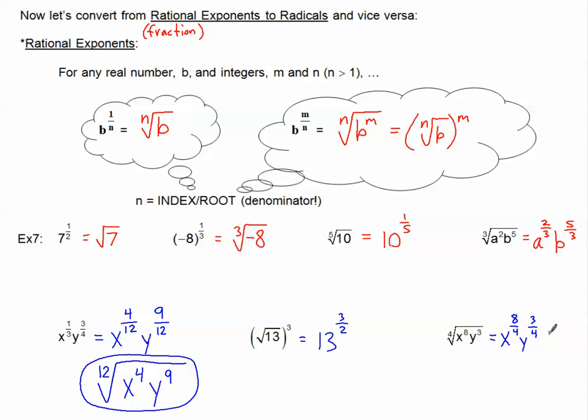Great. Except we're not finished. We always want to reduce. We're not going to leave 8/4 by itself. 8 divided by 4, of course, is 2. So this is really x squared and then y to the 3/4.